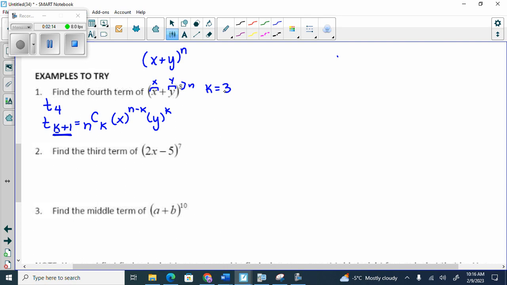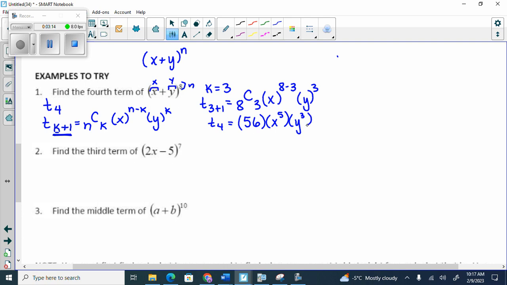So we're going to fill in the formula. T of 3 plus 1, so that's my k, equals n, which is 8, C k, which is 3, x, which is x in this case, to the n minus k, 8 minus 3, and then y to the k, which is 3. I'm literally just filling it into the formula. Okay, so we're going to get T4, term 4, equals 8C3, which is 56, x to the 5 y to the 3. There are no numbers to multiply the 56 by, so it's just 56 x^5 y^3.